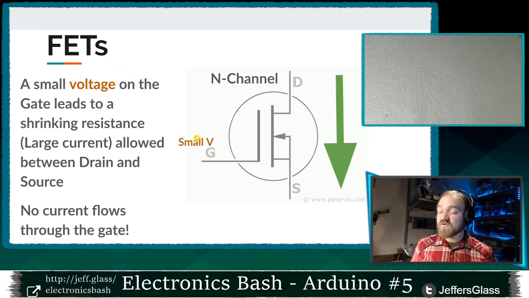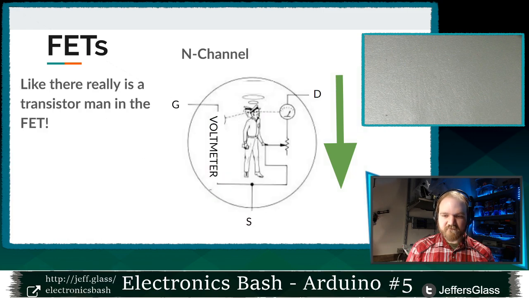But no current flows through the gate of our FET, or to be perfectly honest, very, very little current. We're talking picoamps, thousandths of billionths of an amp, if I'm doing the math right. I'm not sure I've got that math right, but essentially, for our purposes, no current needs to flow. We only need to apply a voltage, and the FET will turn on.